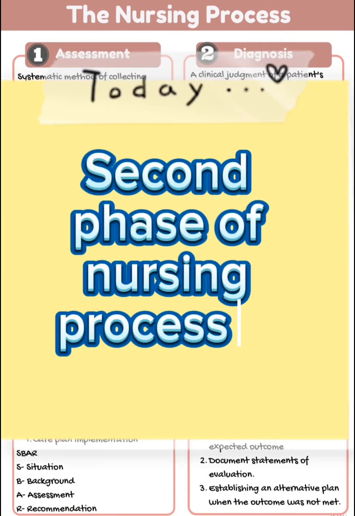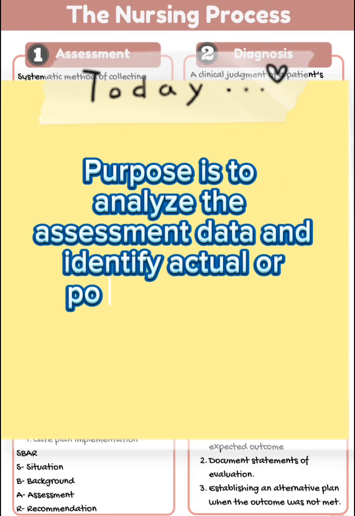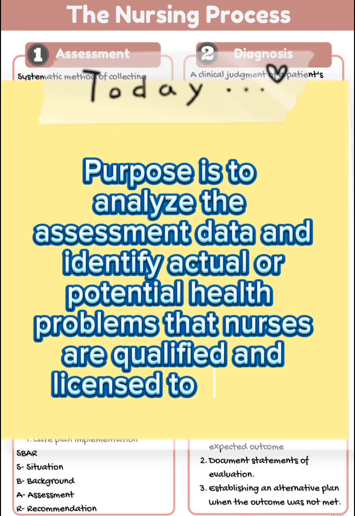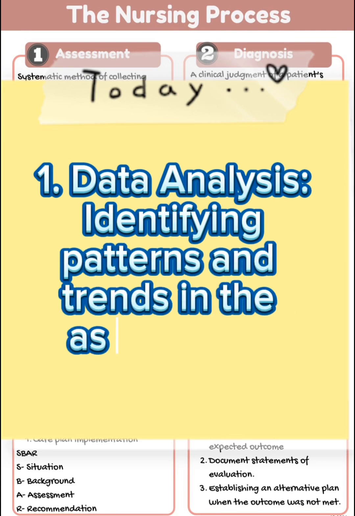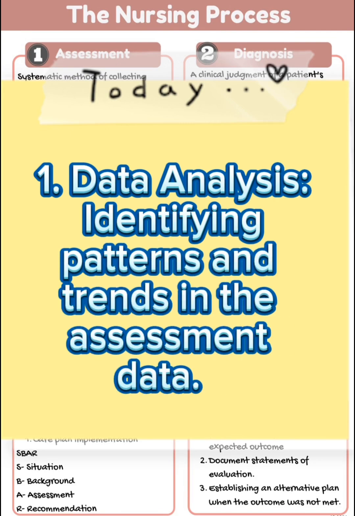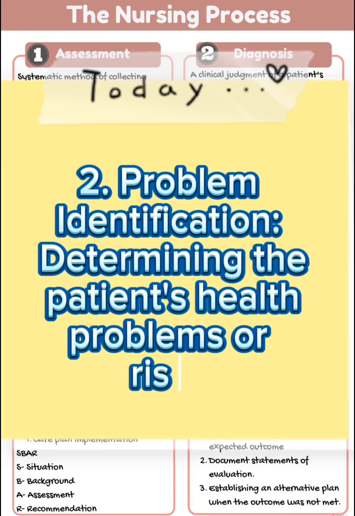Second phase of nursing process is diagnosis. Purpose is to analyze the assessment data and identify actual or potential health problems that nurses are qualified and licensed to treat. Activities are as follows. 1. Data analysis, identifying patterns and trends in the assessment data. 2. Problem identification, determining the patient's health problems or risks.